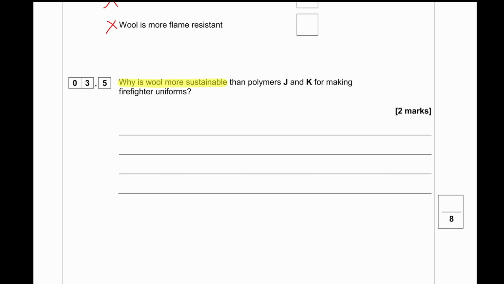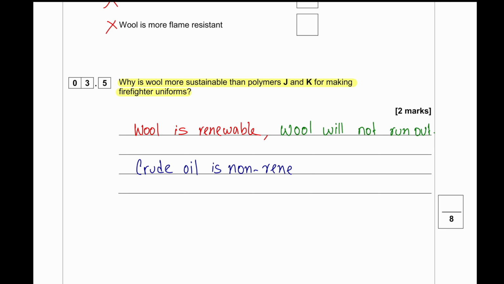Why is wool more sustainable than polymers J and K for making firefighter uniforms? Wool is renewable because we will not run out of wool. As long as we keep growing sheep, including for their meat, we will keep getting wool, whereas crude oil is non-renewable and we will eventually run out.